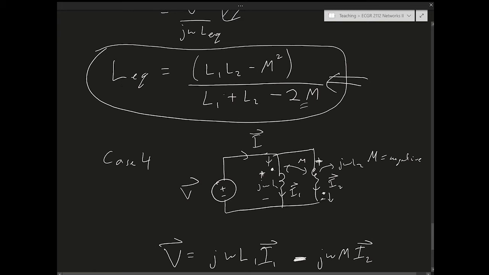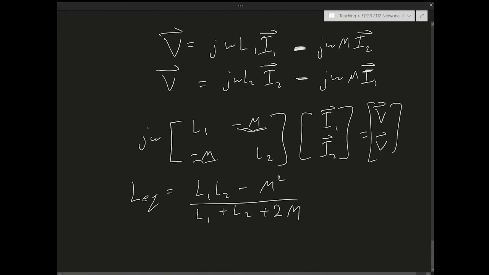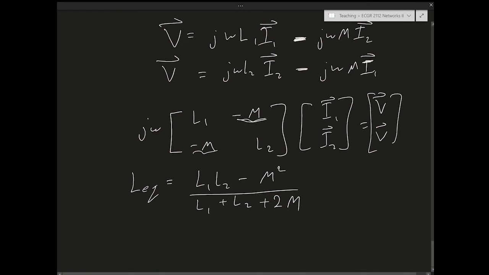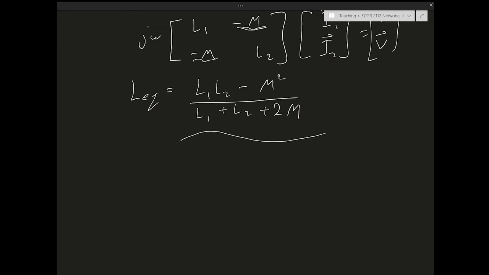But the important thing is that L equivalent is this, and to find the L equivalent for the other case, just flip the sign of M. All right, I double checked. The calculation is correct. The confusion was due to my notes. I flipped a sign somewhere in my notes. Okay, so let's do the other example now.